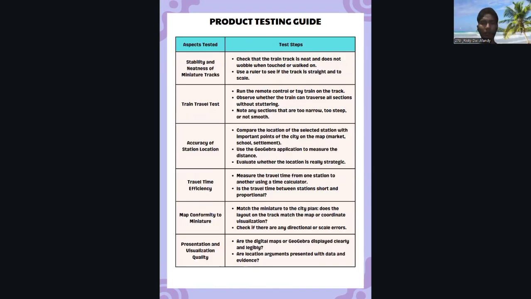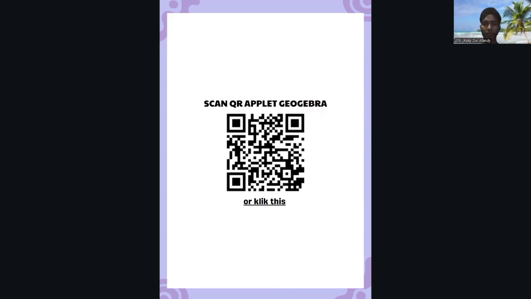So here is the testing guide. In the testing guide, the aspects tested are stability and neatness of the miniature track, train travel test, accuracy of station location, travel time efficiency, map conformity to the miniature, presentation, and visualization quality. So this is an applet we can make with GeoGebra. You can try this applet.